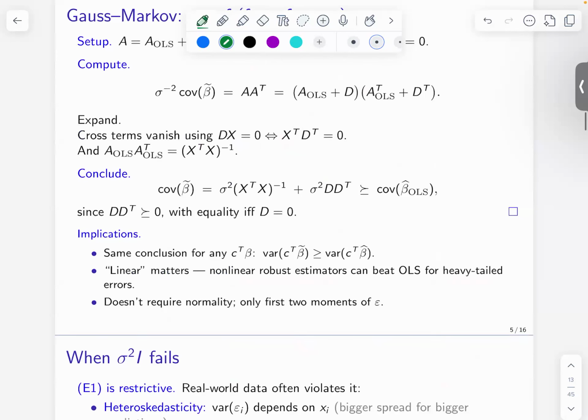So linear matters. Nonlinear robust estimators can beat OLS for heavy-tailed errors, and unbiasedness matters too. You can always have a biased estimator that has a smaller variance. It's not difficult to come up with one. Can you come up with a biased estimator that beats this? Any constant estimator is going to be generally biased, but will have zero variance. Just pick the vector of all ones in the corresponding dimension. That would be an estimate of beta, but a very bad estimate, yet it has zero variance because it's non-random.